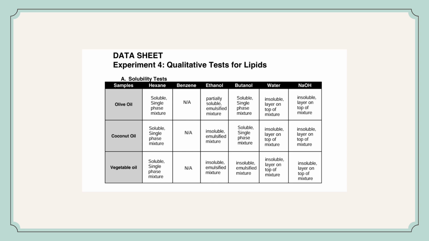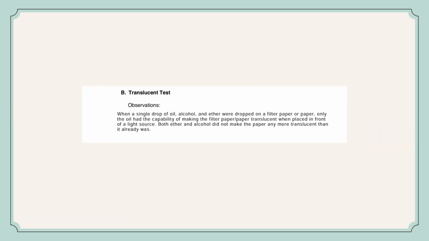For the solubility tests of our datasheet, olive oil, coconut oil, and vegetable oil were all soluble in hexane. In the case of ethanol, it was insoluble in coconut oil and vegetable oil, while being partially soluble in olive oil. In the case of butanol, olive oil and coconut oil were both soluble, while vegetable oil was not. In the case of water, they were all insoluble, as is the case with diluted sodium hydroxide. From our observations in the translucent test, only oil was capable of making the paper translucent.